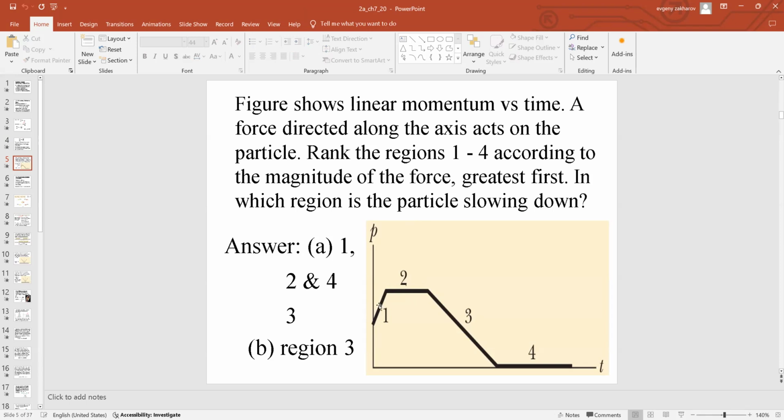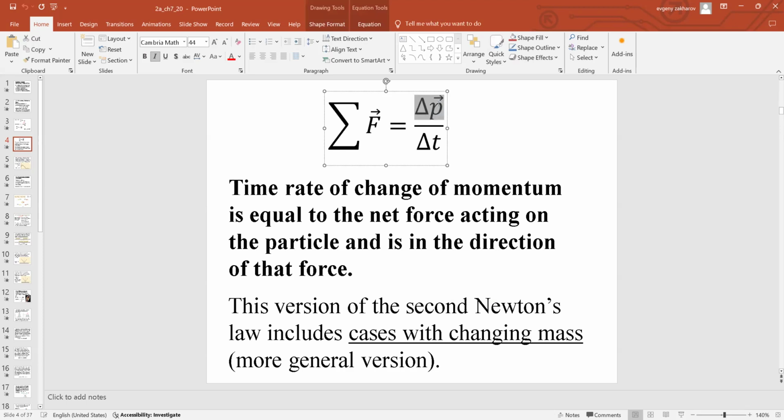So what do you say for the slope? For region 1, it's the steepest slope. It's much steeper than 3. And clearly you have the greatest value for the force because the slope produces the most change in momentum. For region 2, what do you say? Momentum stays constant. There's no change in momentum. Therefore, change is 0. So the force must be 0.